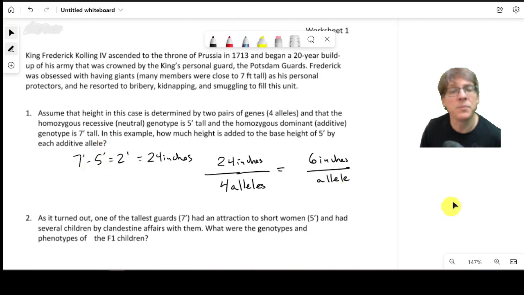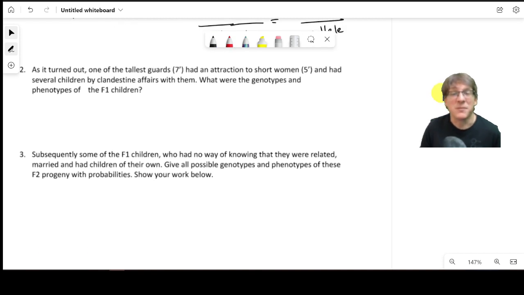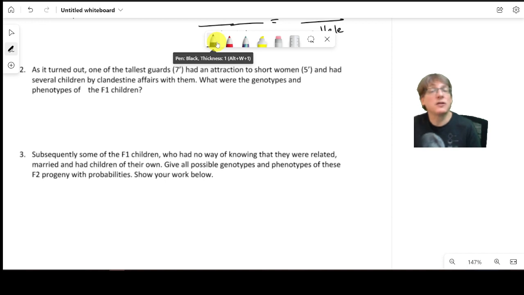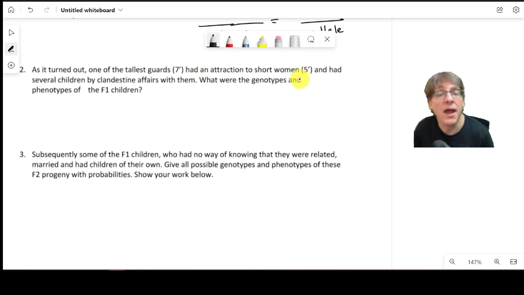So now we get really hypothetical, more like storytelling. As it turns out, one of the tallest guards had an attraction for shorter women. He was 7 feet tall, and he was attracted to this 5 foot tall woman, and they had several different children from this clandestine affair. What were the genotypes and phenotypes of the F1 children?